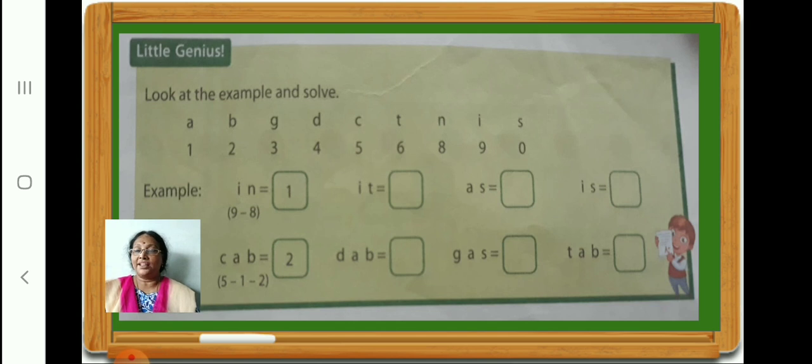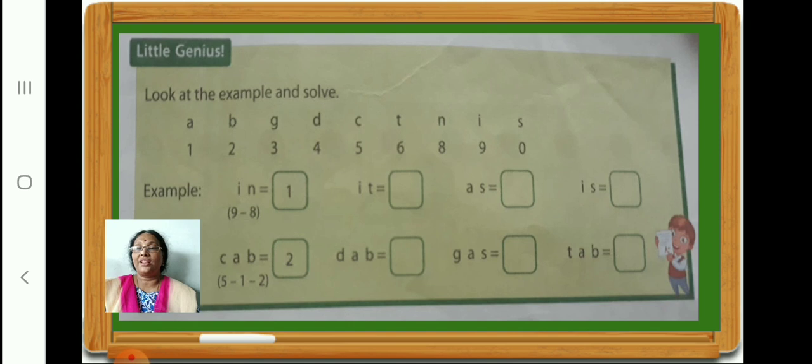A is 1, B is 2, G is 3, D is 4, C is 5, T is 6, N is 8, I is 9, S is 0. So accordingly we have to see the values of the alphabets and then we have to subtract it. See, for example, IN is equal to 1, that is value of I is 9 and value of N is 8. Therefore 9 minus 8 is equal to 1.